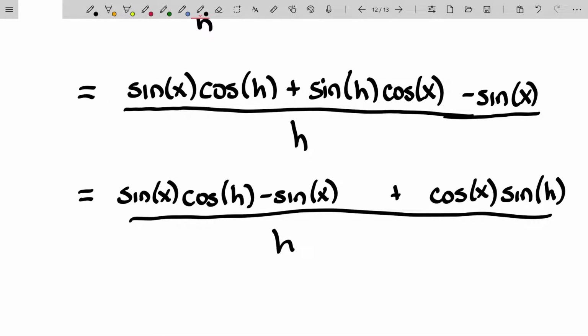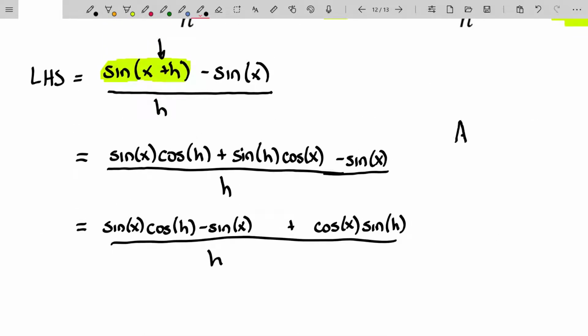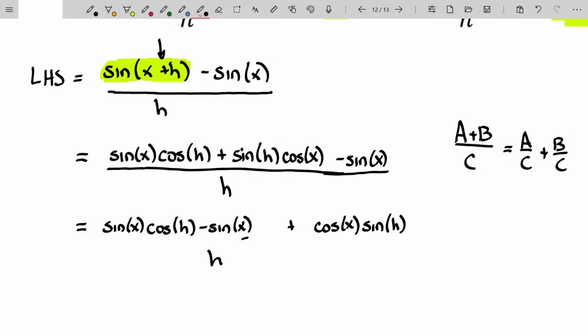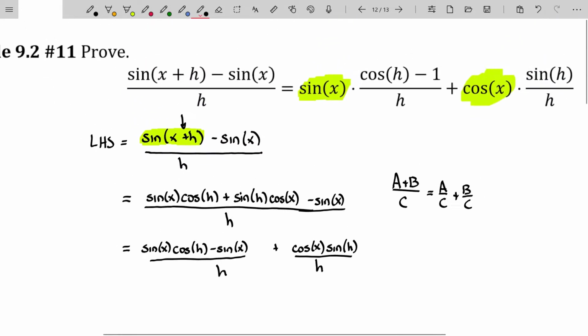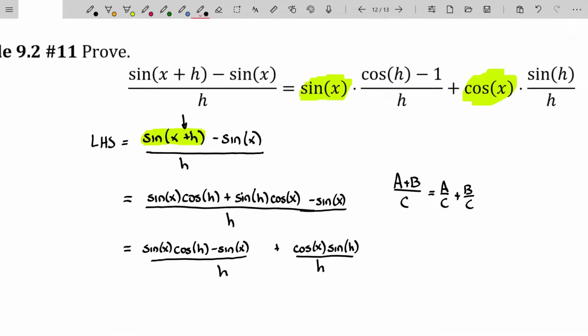However, we know that you can break a fraction from our arithmetic. If you have a plus b over c, we know that we can write that as a over c plus b over c. So I'm going to break this fraction into two fractions. There we go. So I have my two fractions. Notice the second fraction actually is pretty much done. It's a cosine of x times sine of h over h. So that one's done. The first fraction, I need to move these sine of x's out.